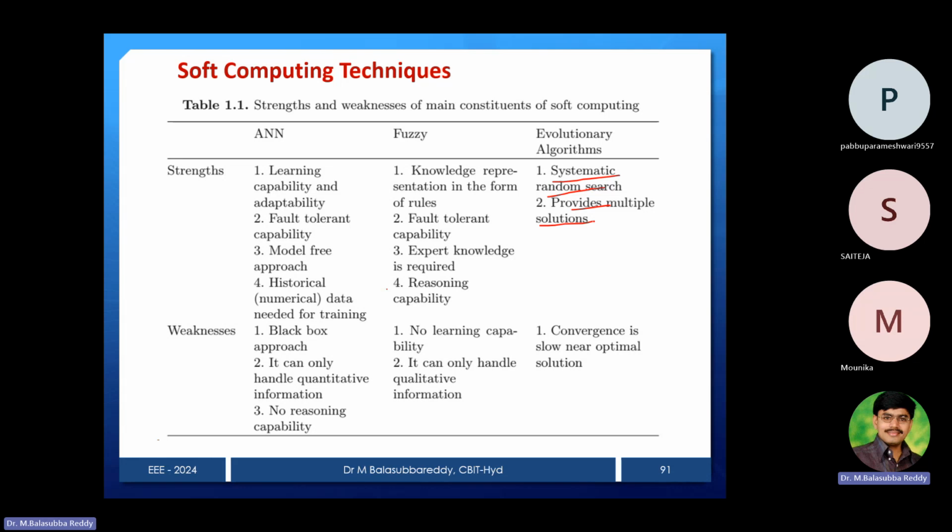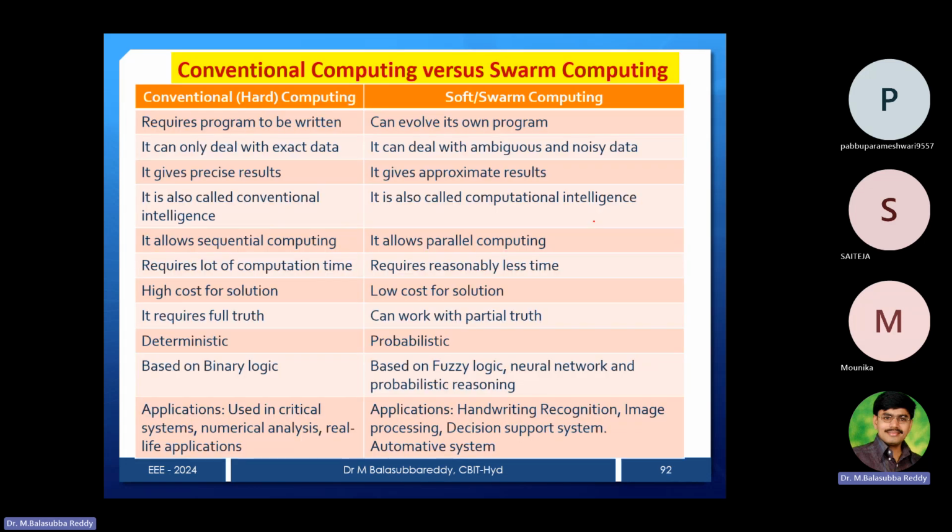So all these merits, or you can say strengths and weaknesses, will be there. And as another topic, because we have seen some conventional as well as swarm computing, we can compare all the parameters. In this comparison, conventional, that is hard computing, versus soft computing in a broad way: hard computing requires a program to be written. A manual program has to be written to get a solution.